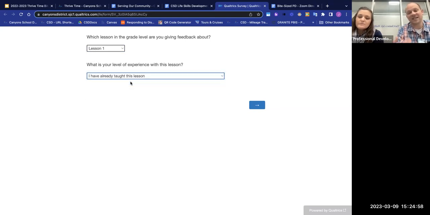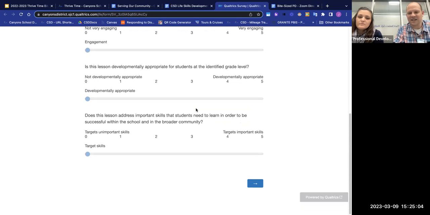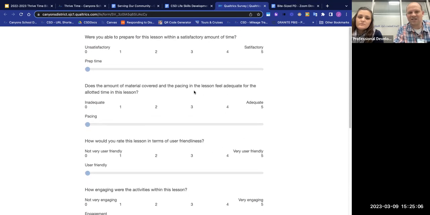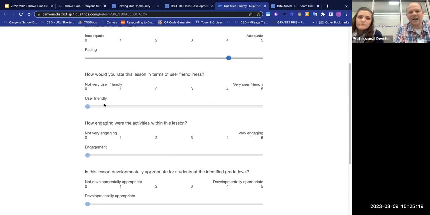So let's say you've taught a lesson. You're like, hey, I want to give some feedback. Maybe it's something you give feedback on in the PLC. You click next. You have several questions that ask about preparation time. And you notice it's just a slider. Basically, what is the pacing like? Do you have enough material? Is it user friendly? Were the materials working well for you or not?